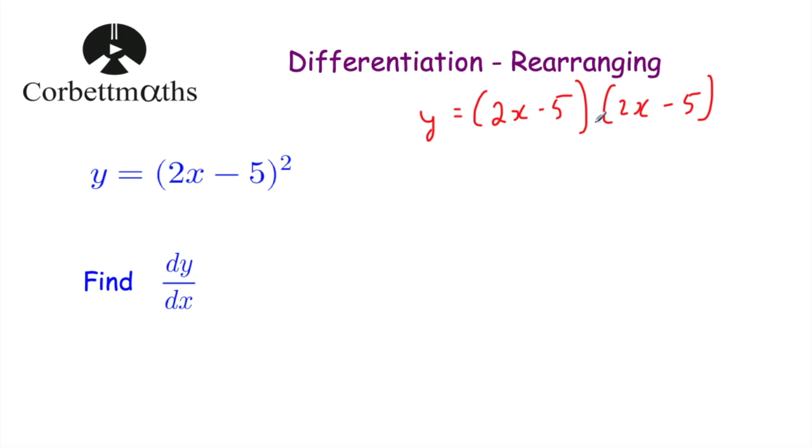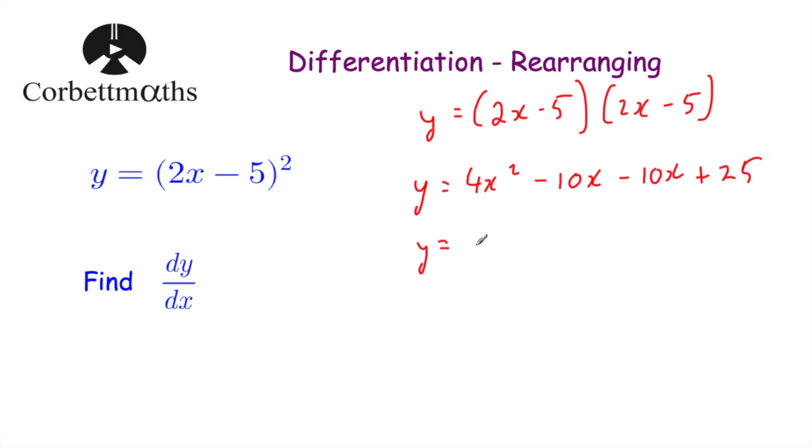Now we need to expand these two brackets, thinking back to GCSE Maths and expanding two brackets. We're going to multiply everything in this bracket by 2x, and then multiply everything in the bracket by negative 5, and then simplify it. So y is equal to 2x times 2x, that's 4x squared. 2x times minus 5, that's going to be minus 10x. Minus 5 times 2x, that's minus 10x. And minus 5 times minus 5, that's equal to 25, so plus 25.